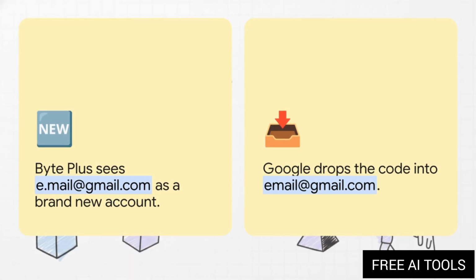Let's look at exactly how this plays out in practice, just to make it super clear. Say your real everyday email is email@gmail.com. If you go to sign up for Byte Plus and you use e.mail@gmail.com, literally just adding 1 dot, Byte Plus thinks, great, brand new user, and sends a verification code to that dotted address. But when that code hits Google's servers, Google just ignores the dot and drops the code right into your normal everyday inbox. You log in, verify the code from your real inbox, and boom, you have 2 million fresh tokens. And you can do this over and over just by moving that dot to a new spot.